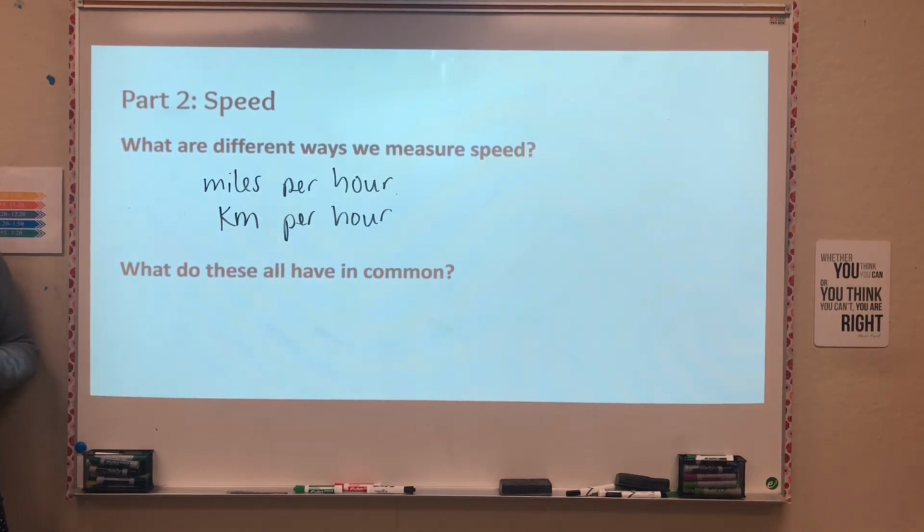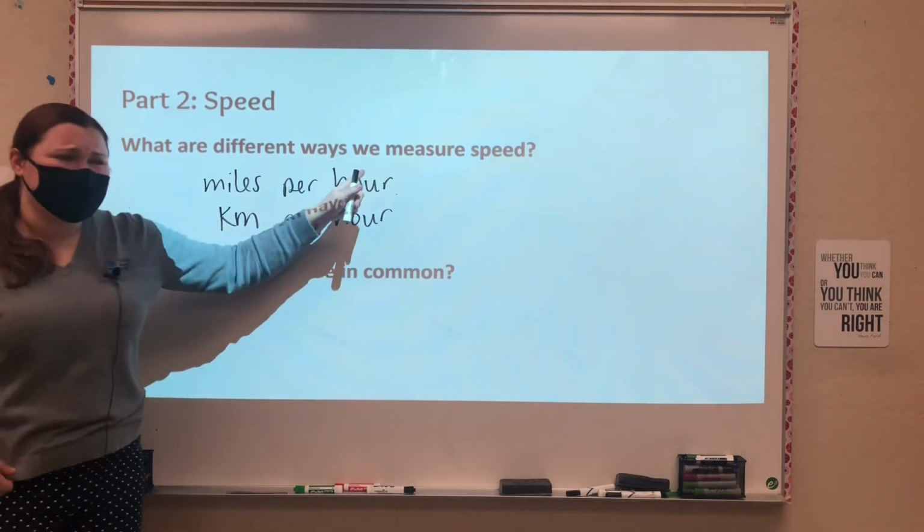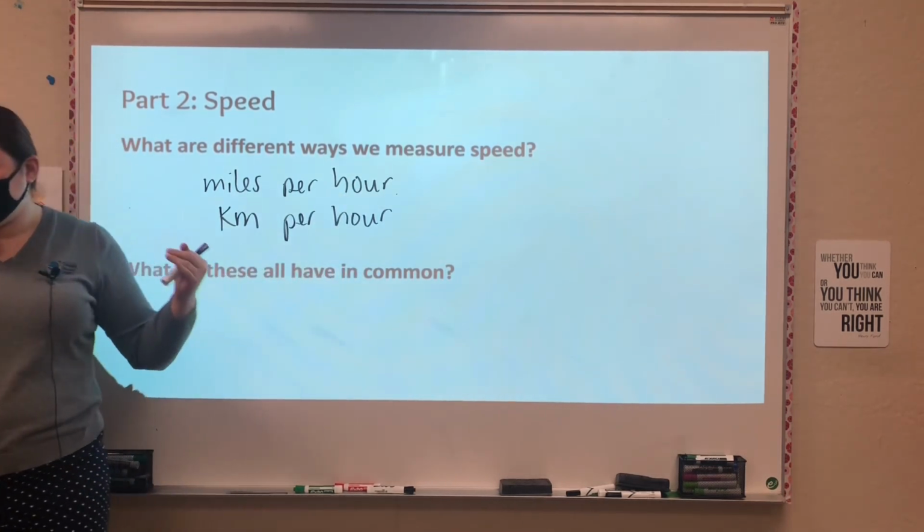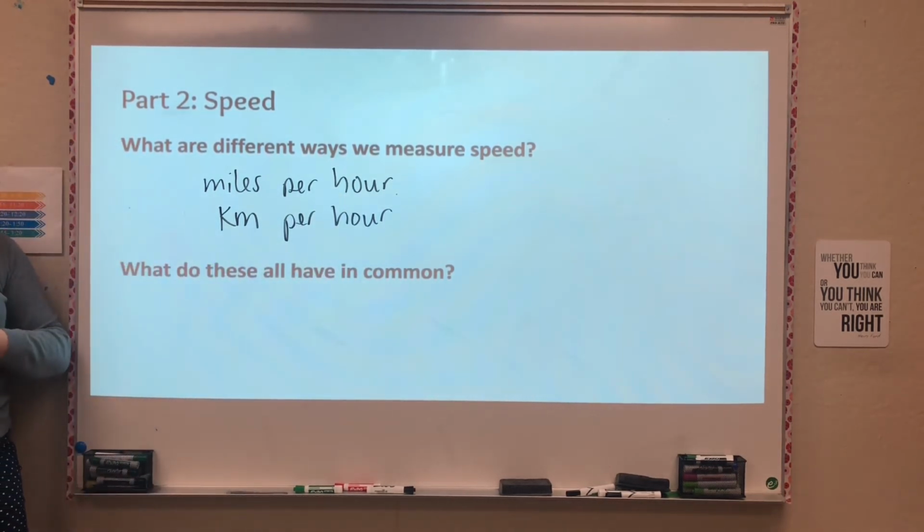It's like the highway, right? You're going 70 per hour. So when you're talking about driving in cars, it's usually hour. Speed in general, though, maybe not in a car. Do you think speed is always per hour? You're shaking your head no. Can you think of another example where it's not per hour?